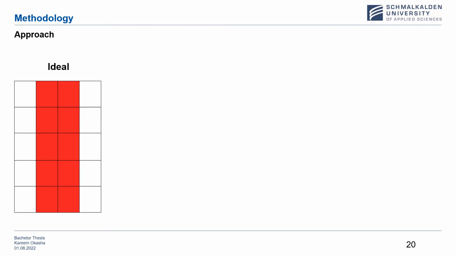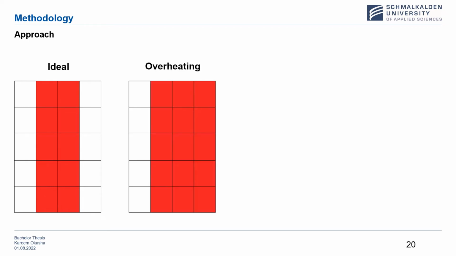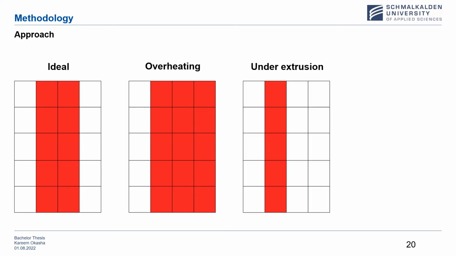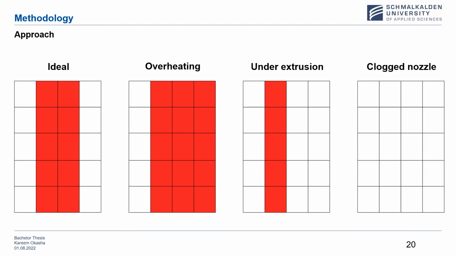The detection of these defects by using thermal imaging would go as follows. At first, we would begin by experimenting with a pure filament in order to determine where the filament exists in our thermal image and how many pixel columns it occupies in the filament width. And after that, in order to detect overheating, we would find that the filament heat signature occupies more pixel columns than expected. For under extrusion, the filament heat signature would occupy fewer pixel columns than expected. And finally, for the clogged nozzle, we wouldn't be able to detect any heat signature at all.